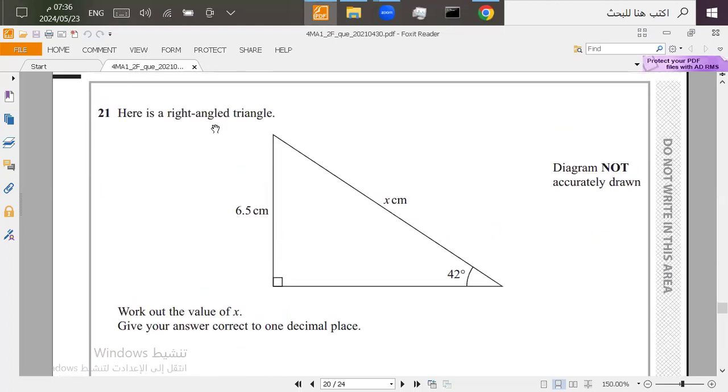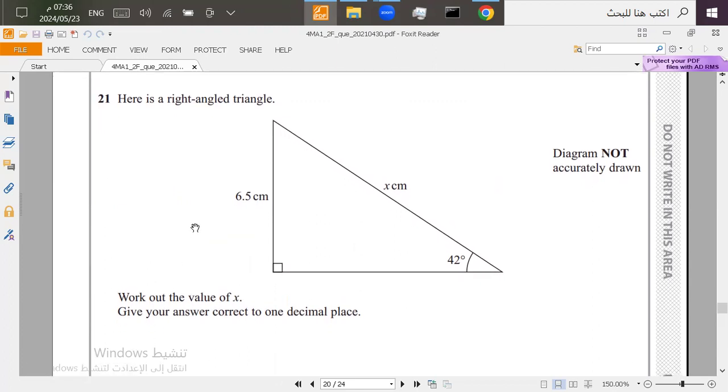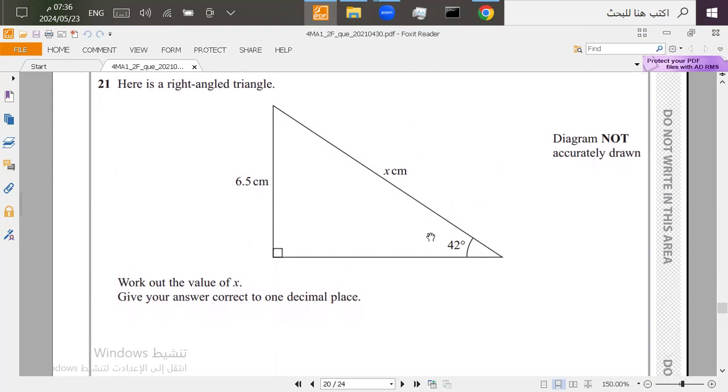Question 21. Here is a right angle triangle. We have this number, which is the opposite of the angle, and we have this x. Work out the value of x, give your answer correct to one decimal place. Because this is a right angle triangle, we can use the trigonometric ratios, SOH CAH TOA. Here we have an angle, this is the opposite, and this is the height, the hypotenuse. How do we know it's the hypotenuse? Because it's the line opposite to the right angle. So we're going to use SOH CAH TOA.